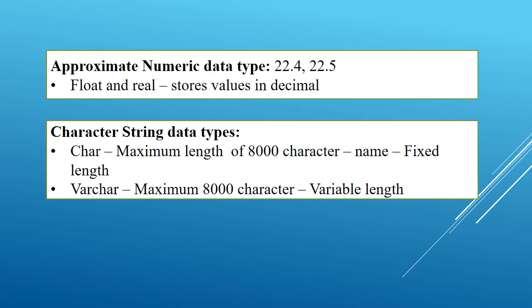And next is the character data type. Character data type means it can store character values. Char stores data in fixed length, and varchar stores data in variable length. These are examples of data types commonly used in DBMS.